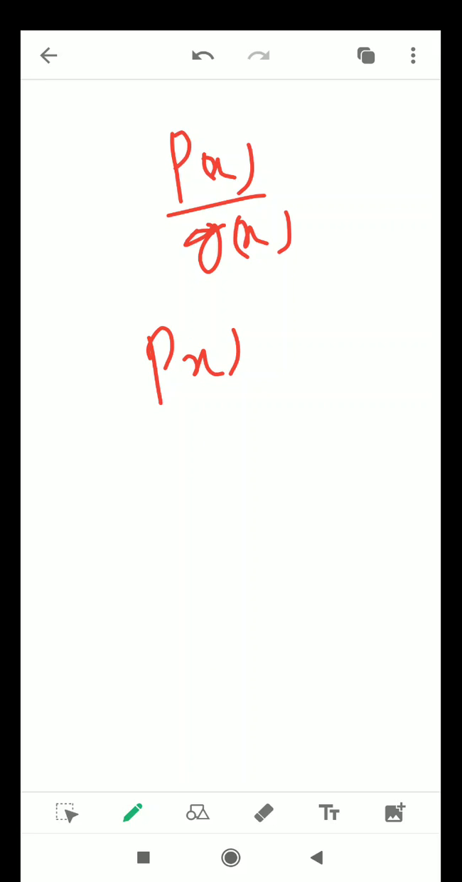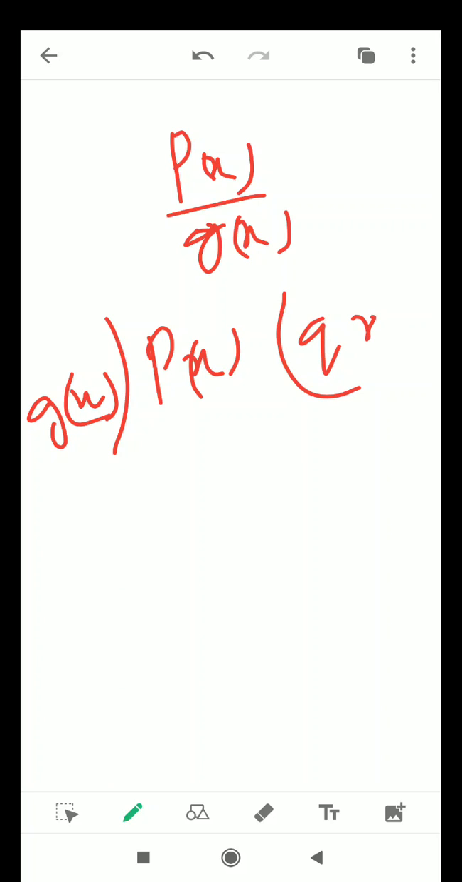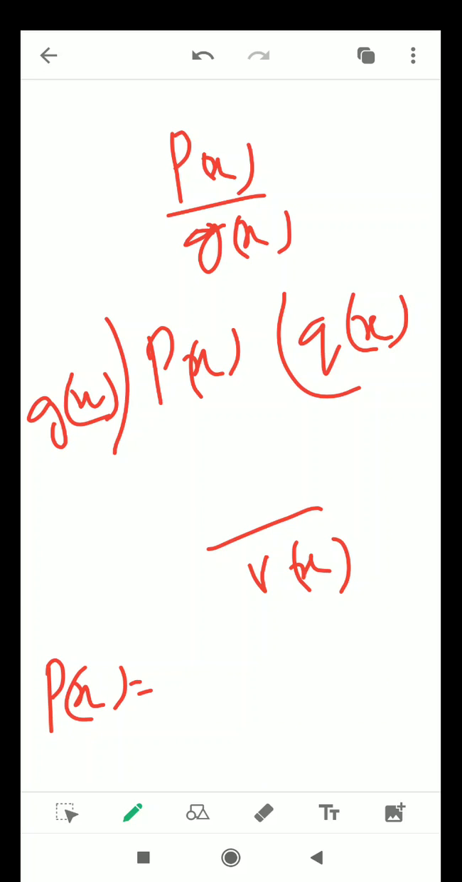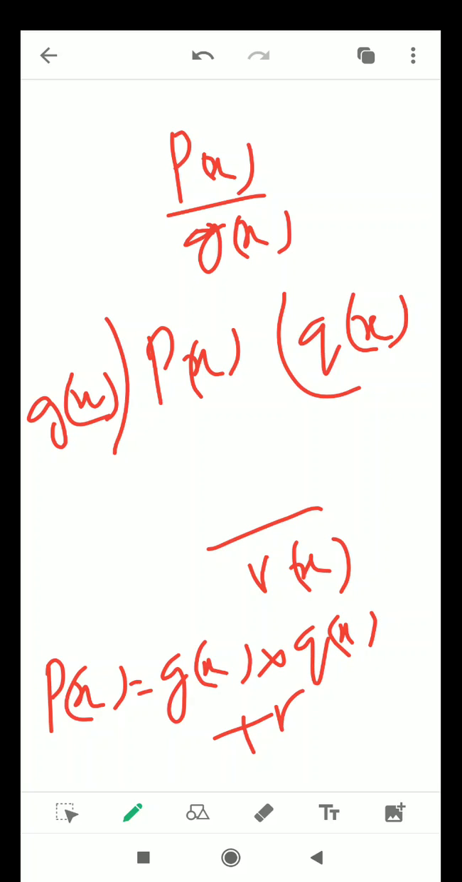Suppose p of x is given. Now we have to divide this with g of x. So you will get a quotient, that is q of x. After doing all this, we will get some remainder, that is r of x. Therefore p of x is equal to g of x into q of x plus r of x.